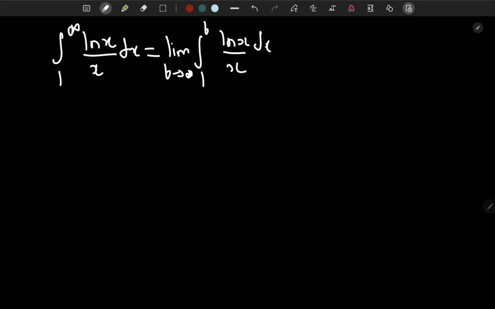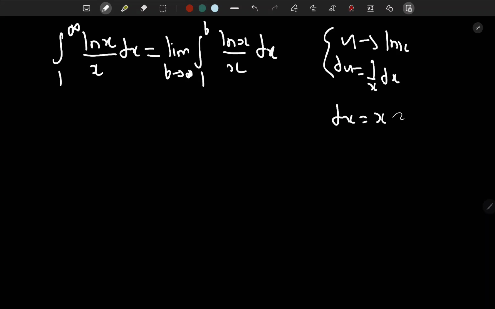And here we don't need to use integration by parts, we can use u substitution. So let's call u to be ln x, du is going to be 1 over x dx, and that makes dx equal to x du.